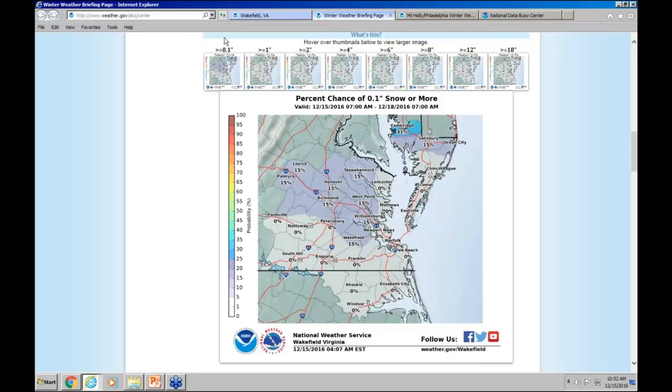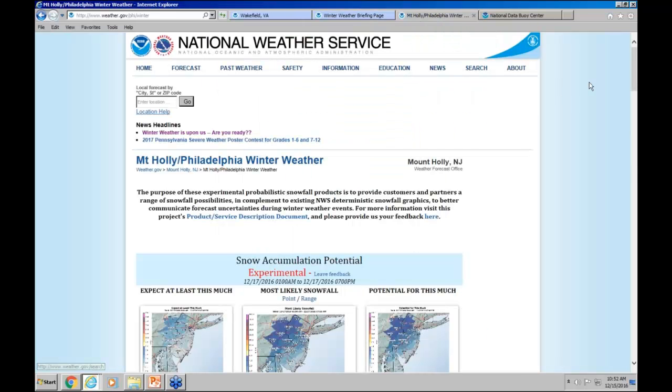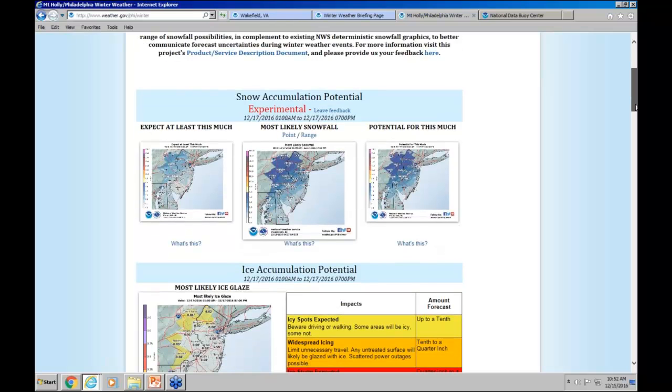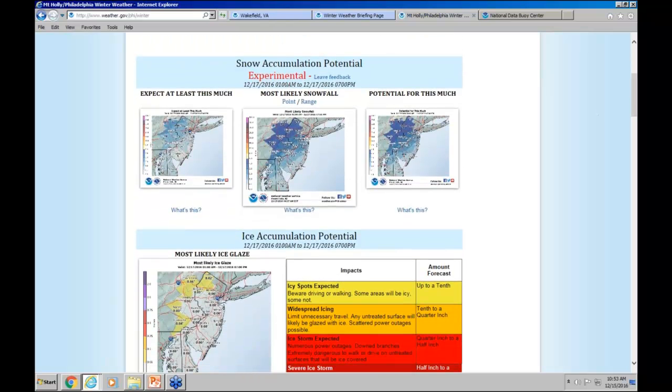So let's go to a Weather Service office that for this event is actually forecasting some snowfall and see how we can apply this. So we've shifted up to the Mount Holly, New Jersey National Weather Service office. The website looks identical. It's exactly the same as ours. Let's see how much snowfall they predict.